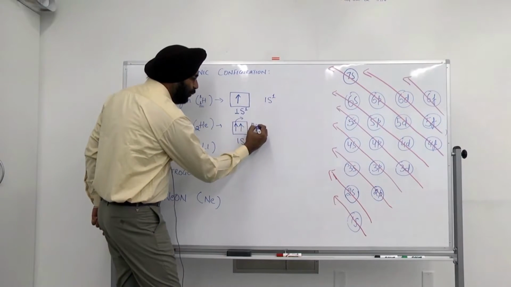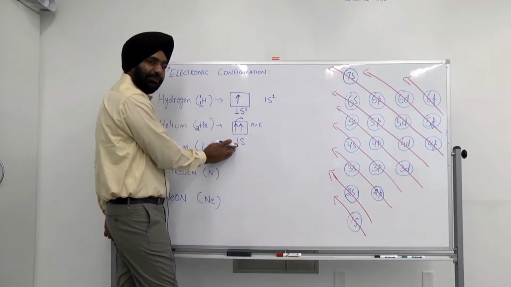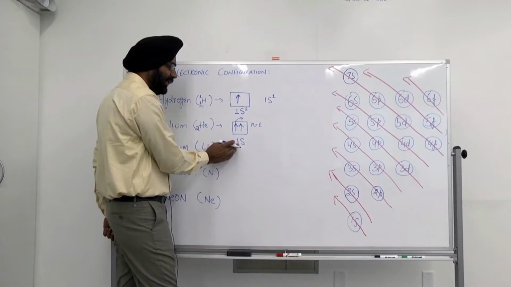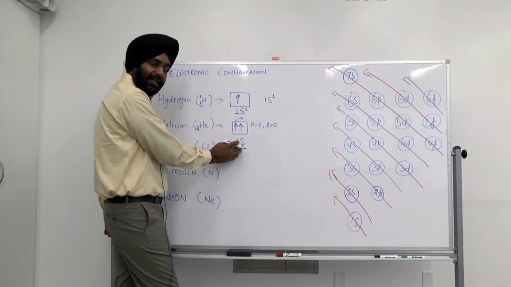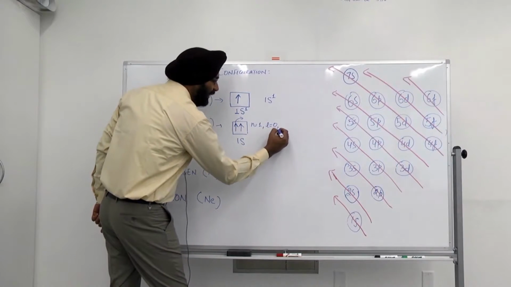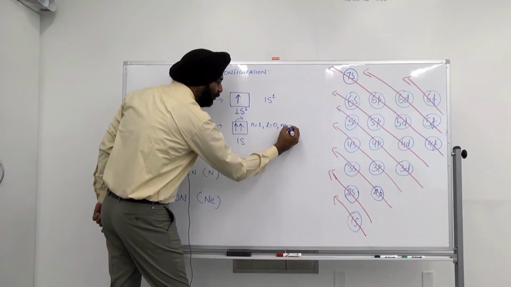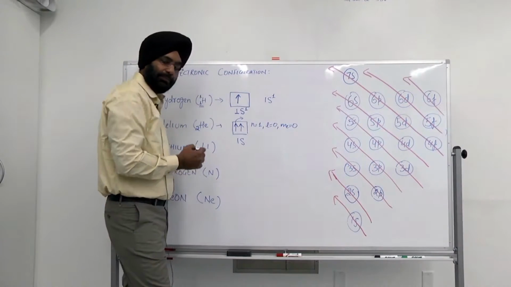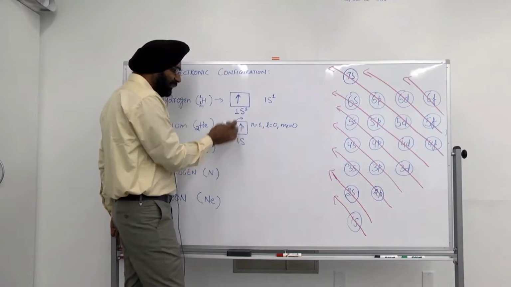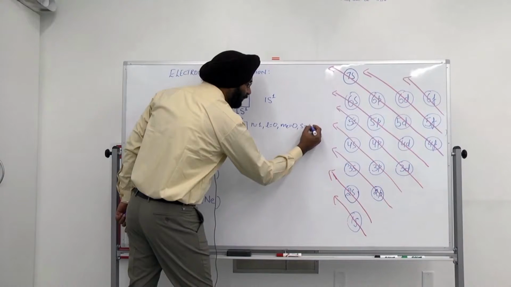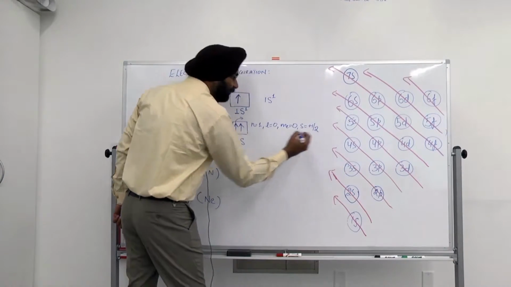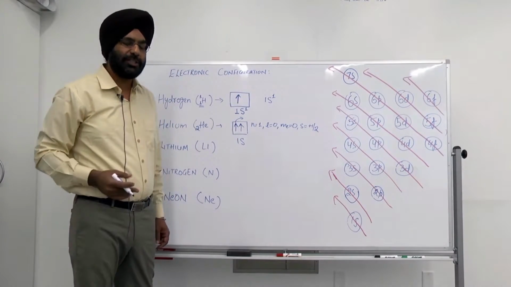Let's write the quantum numbers for the first electron. N is 1 because it's present in the first shell. That's the information I get. The L value is 0 from the s. And when L is 0, ML can have only one value, which is 0. And since it's an upward spin, I'll say S is plus half. So this is for the first electron.